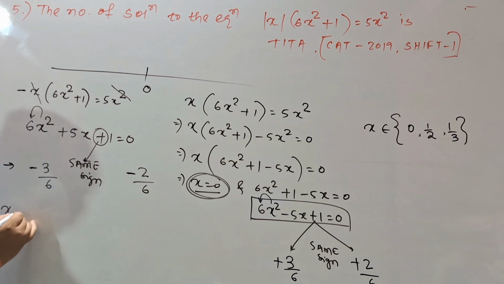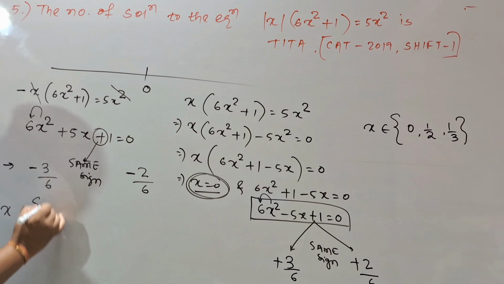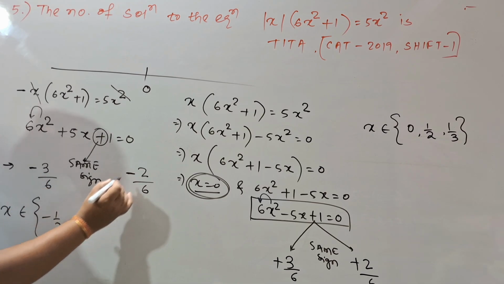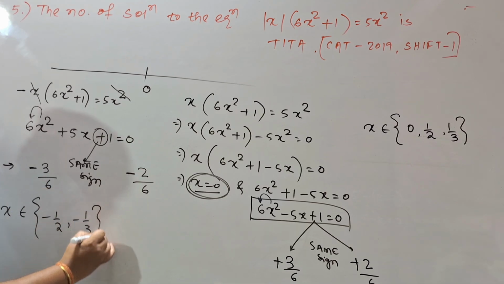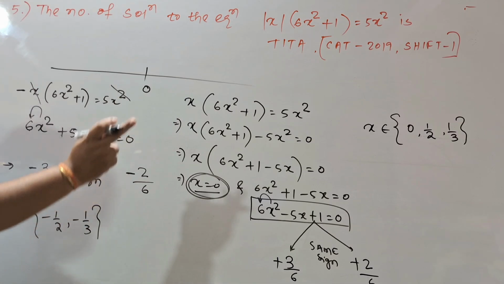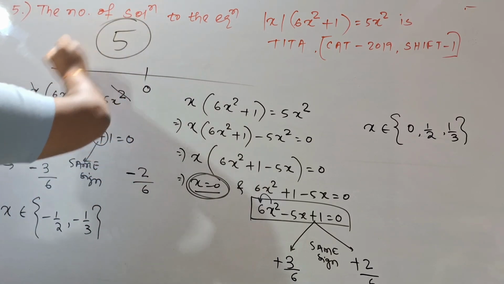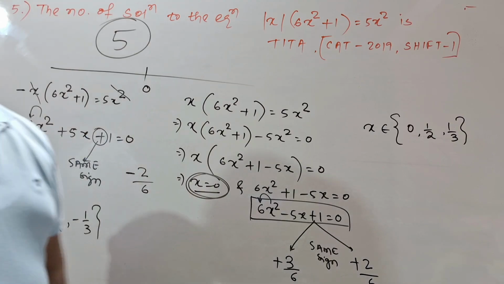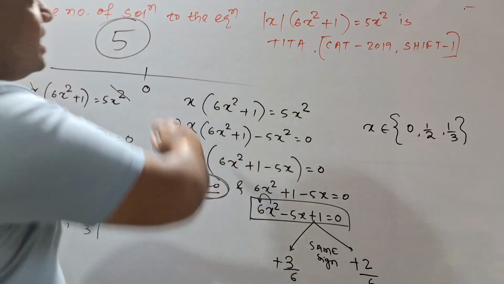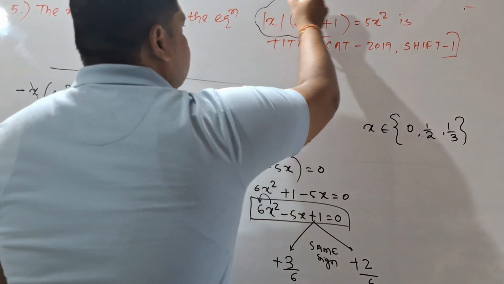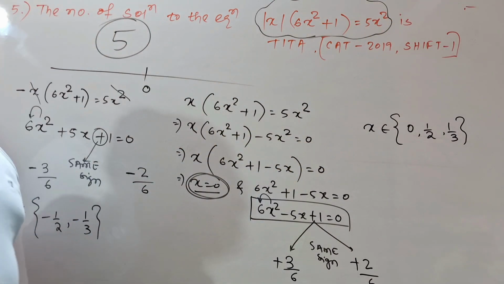So here x belongs to what? Two elements: minus 1 by 2 and minus 1 by 3. So here I get 2 solutions and there I get 3 solutions. So the answer for this question is 5. A total of 5 values of x satisfy this equation.